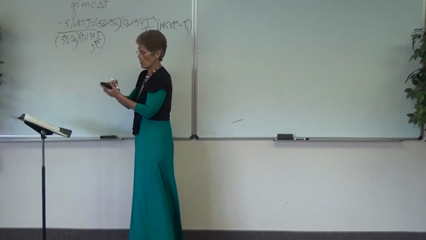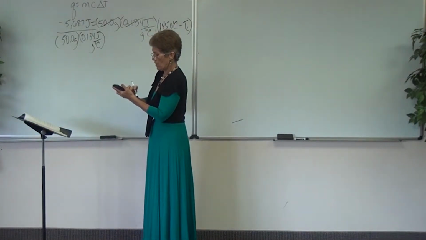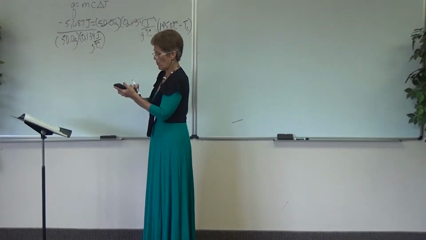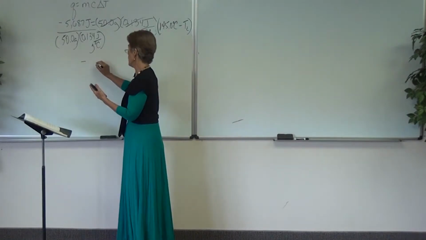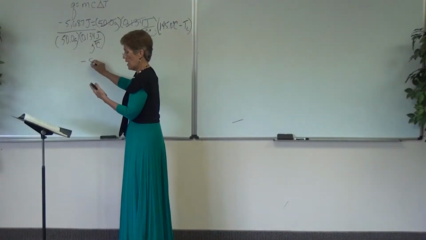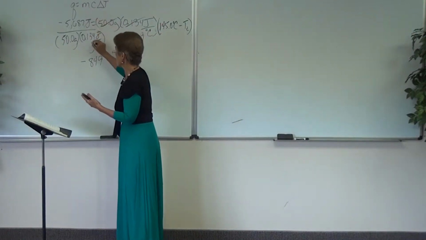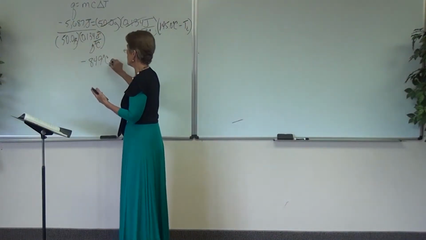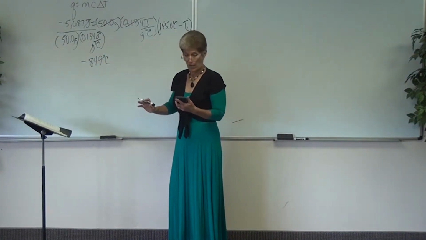Okay, let's do that first. So we have negative 5,687.8 divided by 50 divided by 0.134 equals. That gives me negative, in 3 significant figures, 849. Joules cancels, grams cancels, that gives me degrees Celsius. Does everybody see that? Okay, so far.